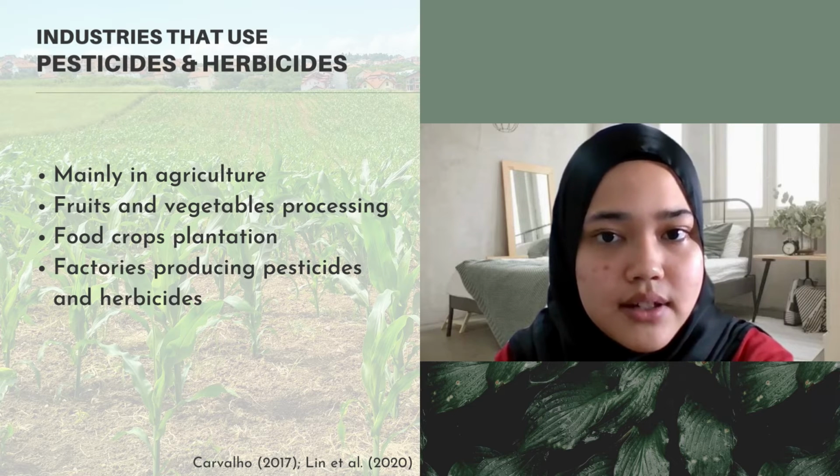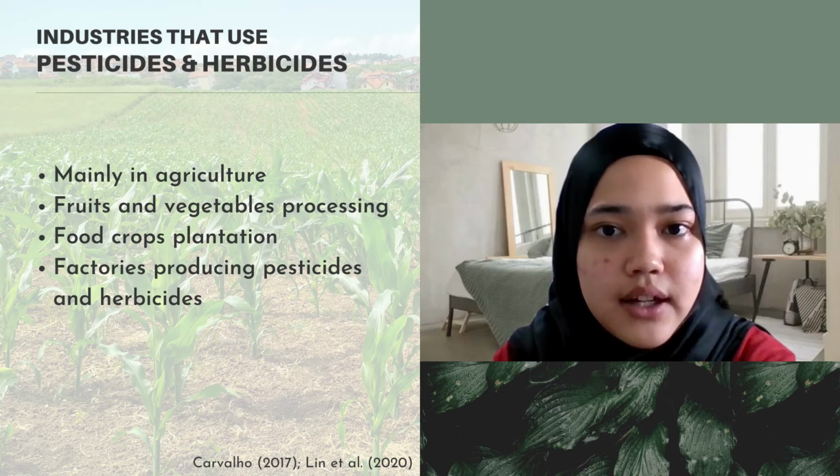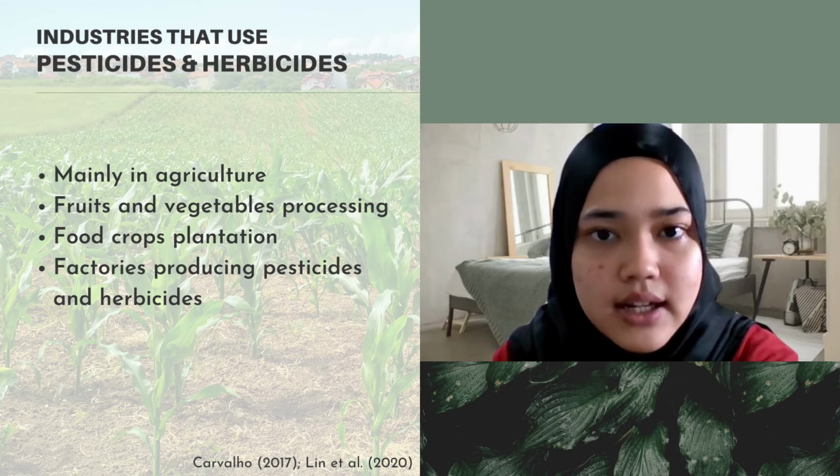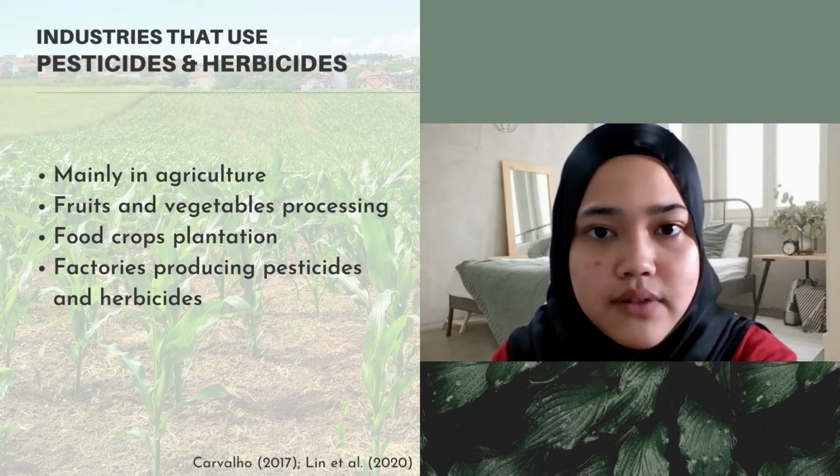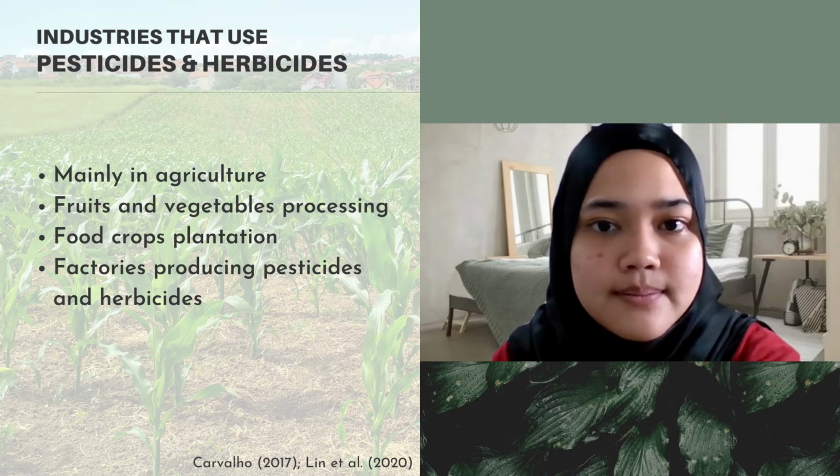There are many industries that use pesticides and herbicides. You can note that most industries involve the plantation and processing of food commodities such as agriculture, fruits and vegetable processing plant, and food crops plantation. Other than that, pesticides and herbicides can also be found in wastewater coming from factories producing them.